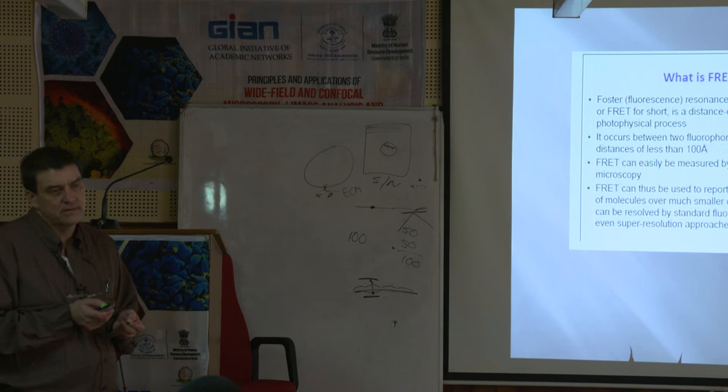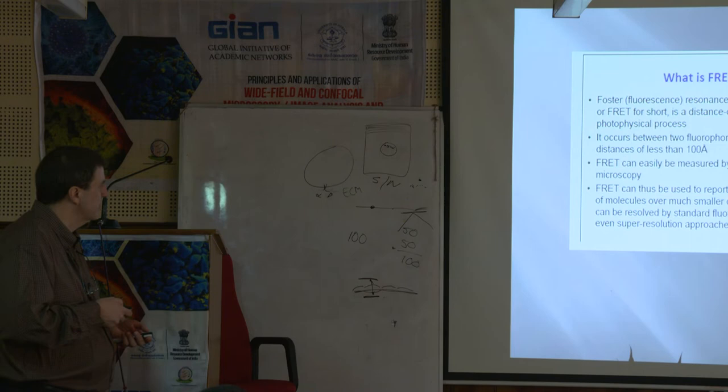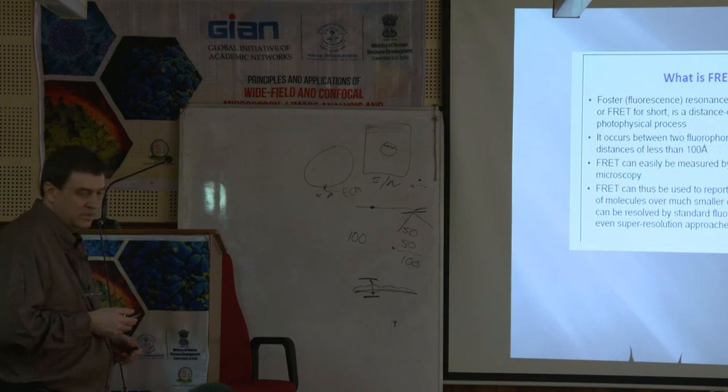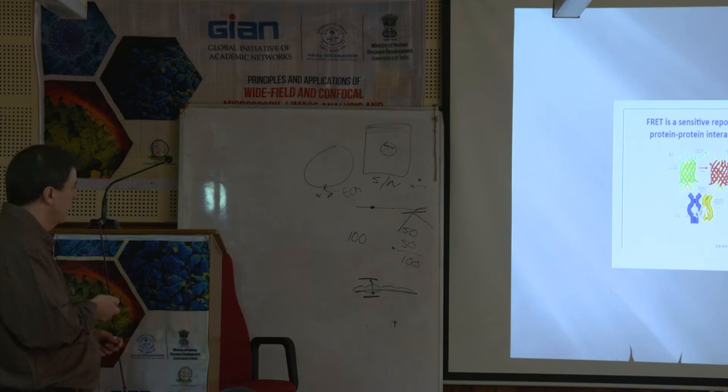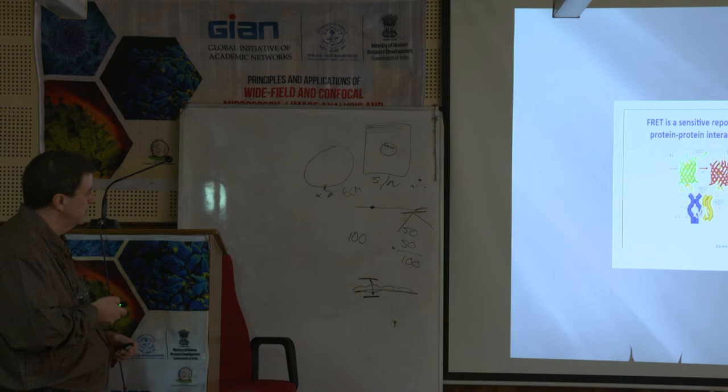FRET can be used to report on the proximity of molecules over much smaller distances than can be resolved by standard fluorescence or even super resolution approaches. Because look, you're in the angstrom world. You're at tiny, tiny distances where this works. Does it need to be touching? It's pretty much touching, yes. I can't tell you if it's actually touching, but it's got to be that close to work, which is about as close to touching as you can get. So it's a sensitive reporter of protein-protein interactions.